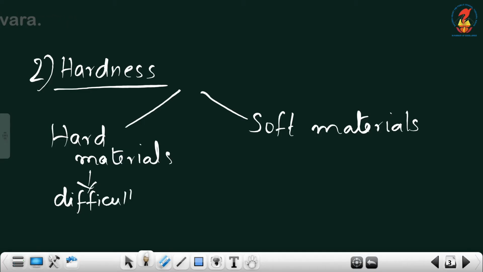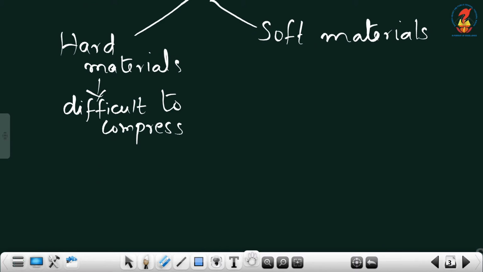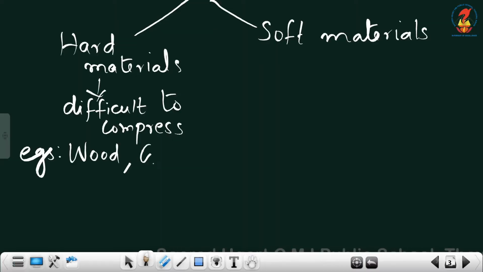Materials which are difficult to compress are known as hard materials. Shall we write examples for this? Tell me a few examples of materials which are hard. Materials which are difficult to compress are known as hard materials. One example I already told you. Then glass, then stone. All these are materials which are difficult to compress.